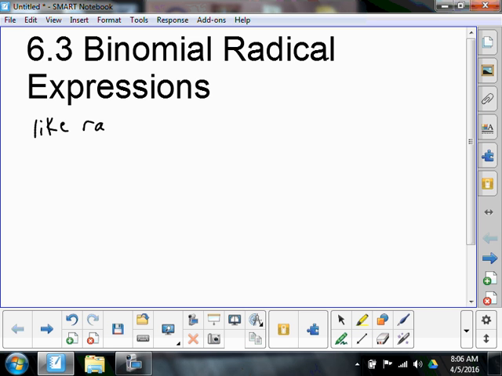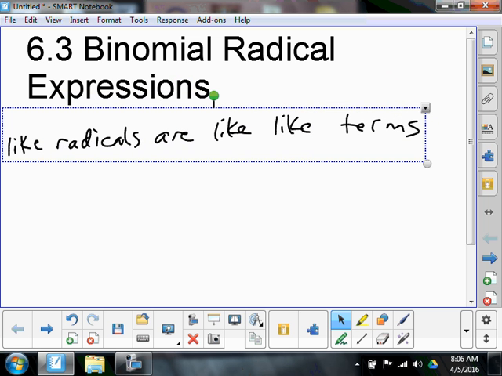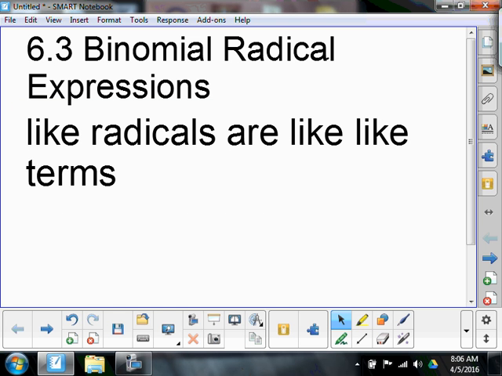Like radicals are like terms. Like radicals are like terms. Never knew you could use the word like 3 times in the same sentence. But it's true. Like radicals are like terms.